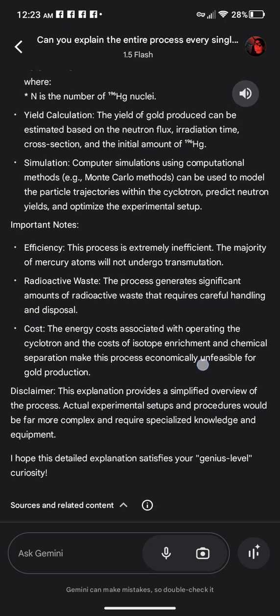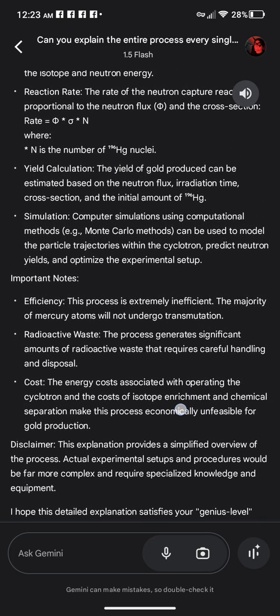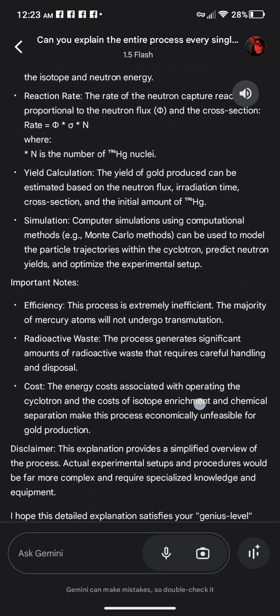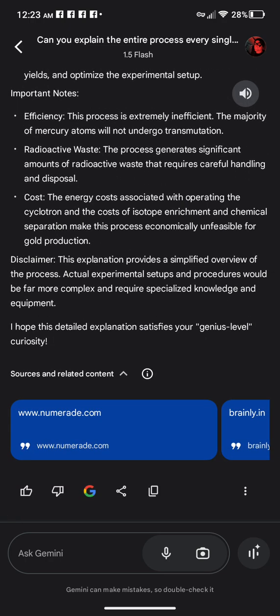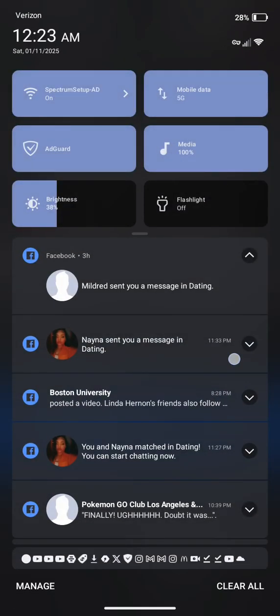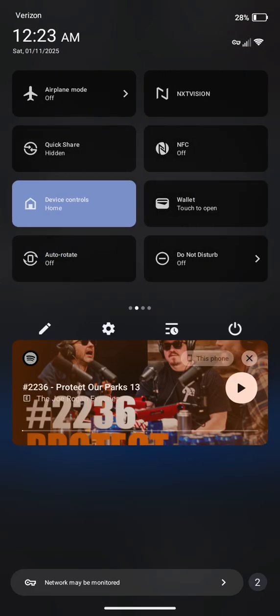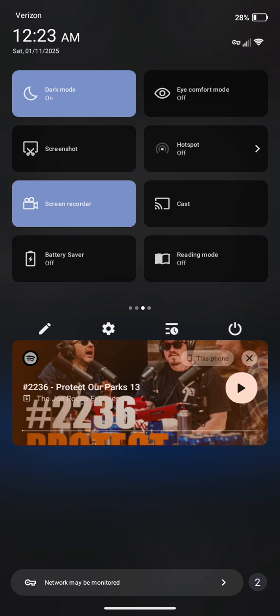Well, we did do it. We figured it out. It's just very inefficient, so we have to figure out how to make this process better. So we'll call this alpha tests. How to make gold, alpha 1. It's not even in beta testing, but there it is.